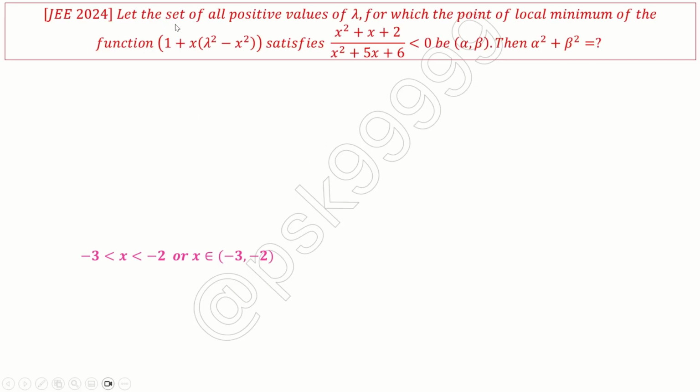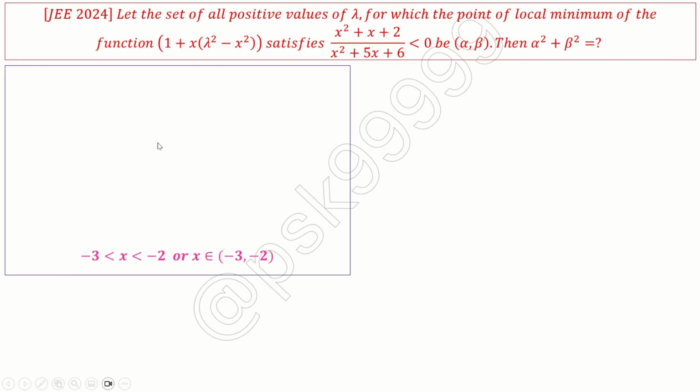Let the set of all positive values of lambda for which the point of local minimum of the function 1 plus x into lambda square minus x square satisfies this expression. If this lambda is in alpha comma beta, then what is the value of alpha square plus beta square? So first thing is this is my domain. This function is satisfying this condition. So let's first analyze the condition first.